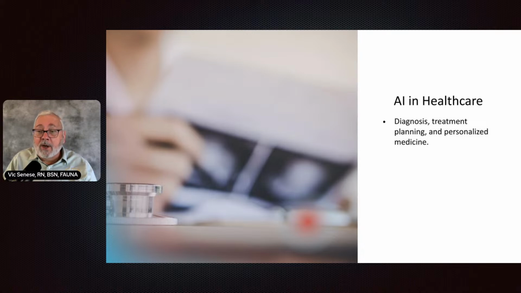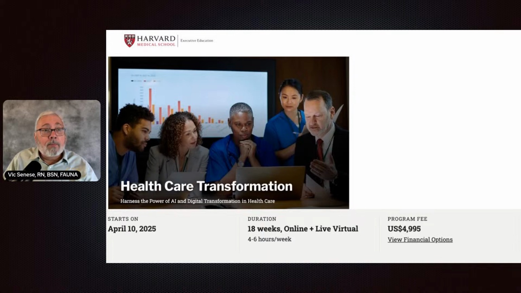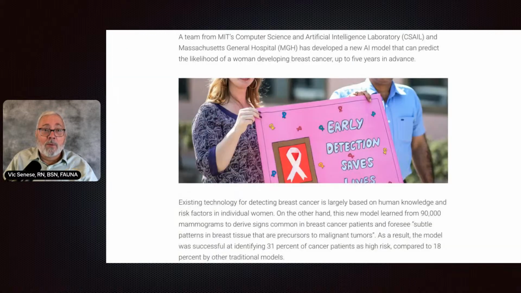It's already starting to enter there, and it's going to just be more and more prominent. So Harvard Medical School, you've still got time to sign up if you want, has an informational class on AI in healthcare that starts April 10th. It's going to have 18 weeks of online and live virtual talks about AI, 4 to 6 hours per week, only $5,000. Seems like a good price to go to Harvard. So anyway, you're going to see this more and more.